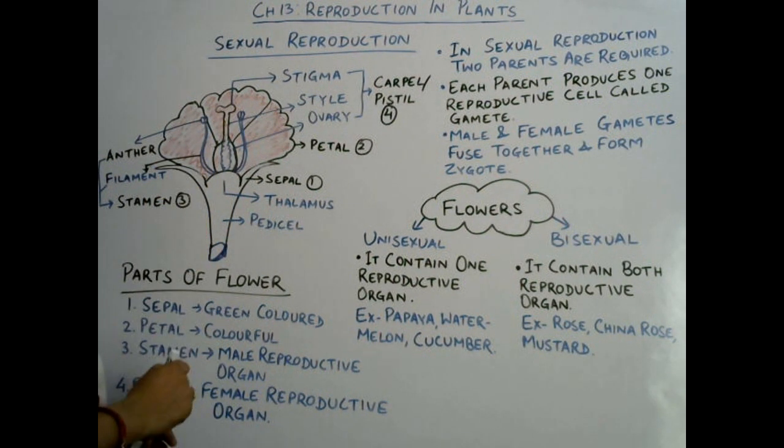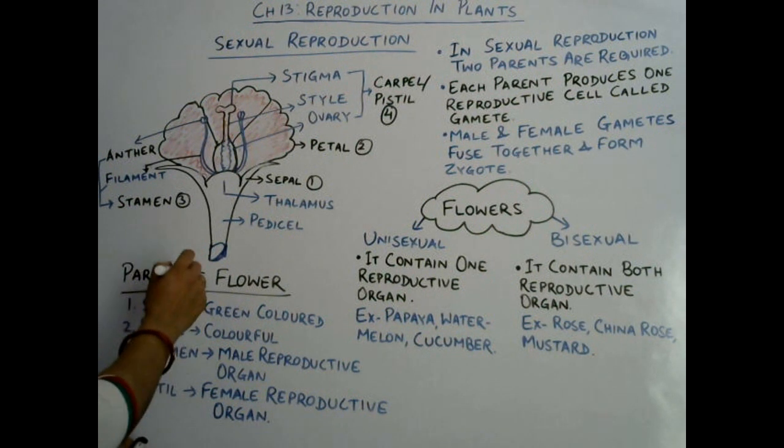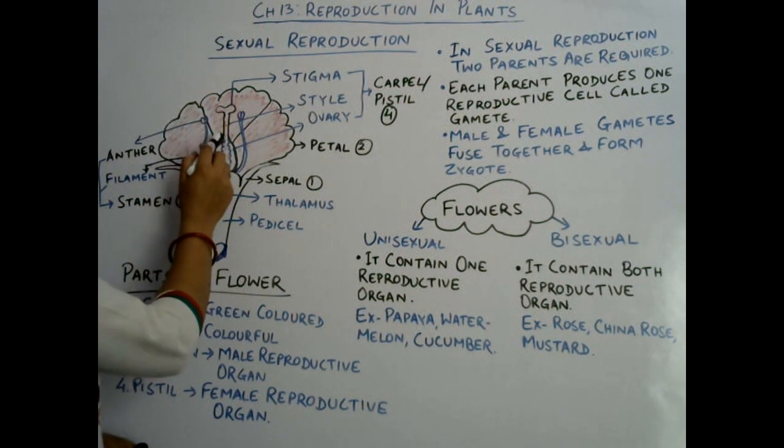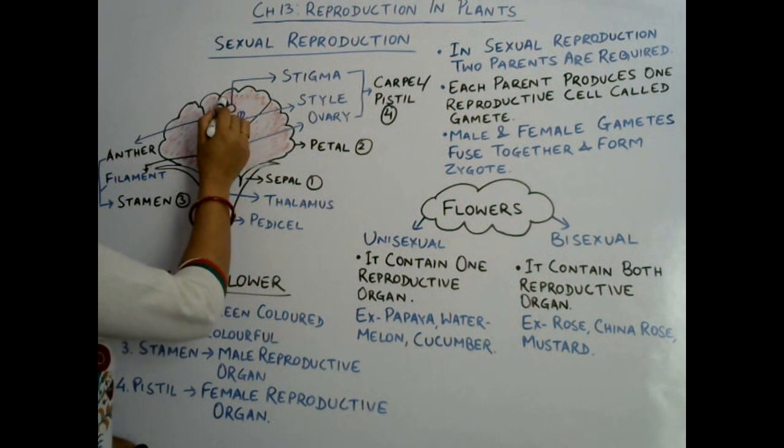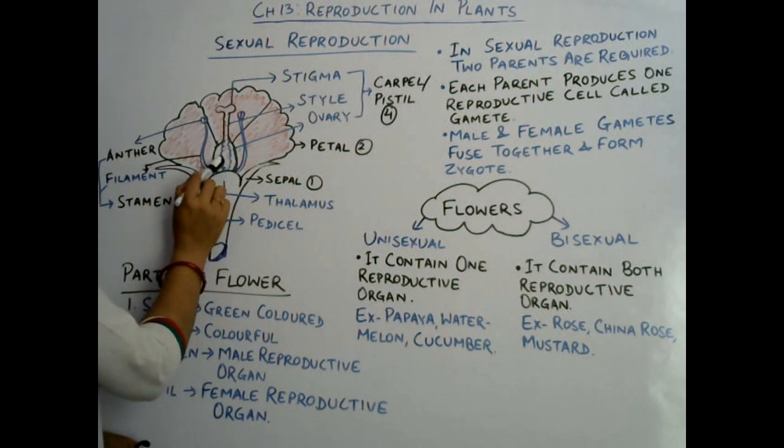The anther has the male gametes, called pollen grains, and by the fusion of male gamete and female gamete, new generations occur. For that, pollination is required. Pollination is the transfer of pollen grain from anther to stigma; we'll discuss that in the next episodes. Now the next part is the pistil or carpel. This is called the female reproductive organ of a flower.